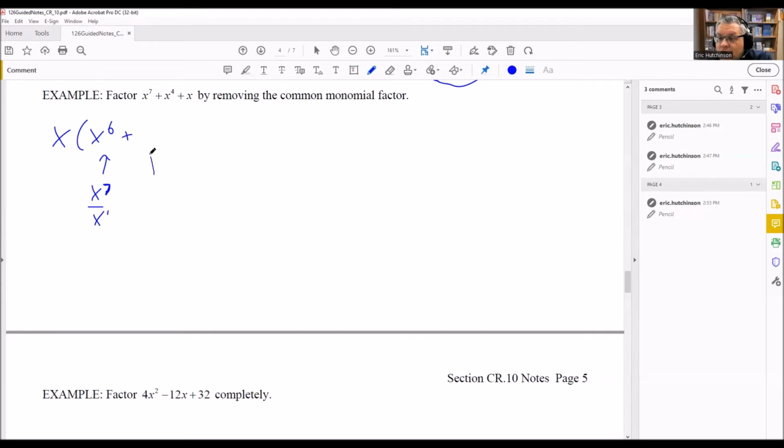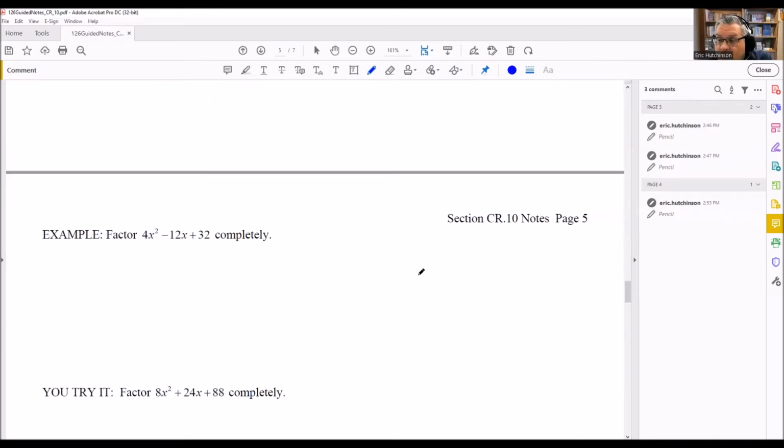Plus, the next one, we have x to the fourth divided by x, and that's going to be x to the third. And then finally, on the end over here, we have x divided by x, which is just positive one. So this whole part up here, that's going to end up being your answer, x times the quantity x to the sixth plus x cubed plus one.